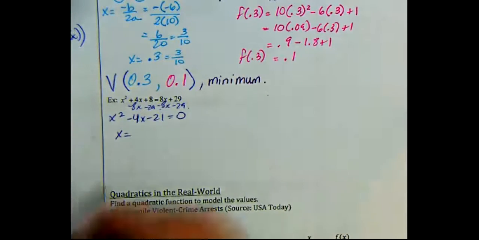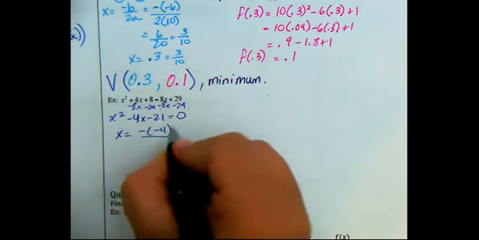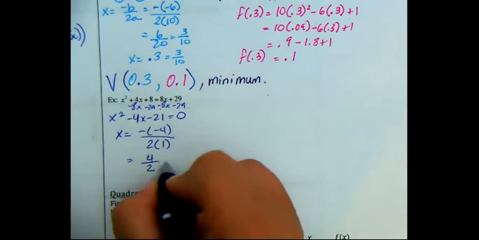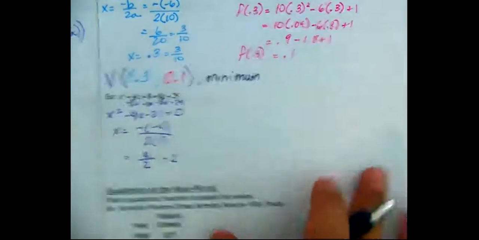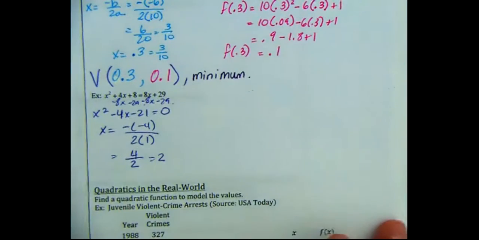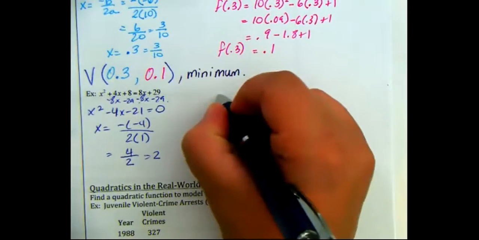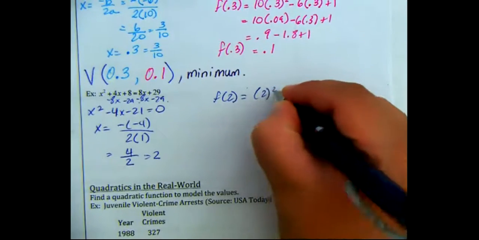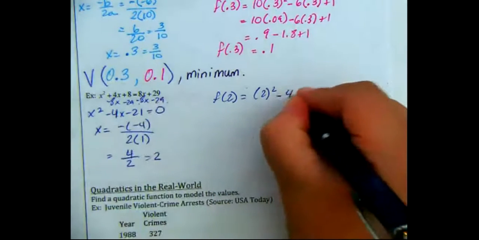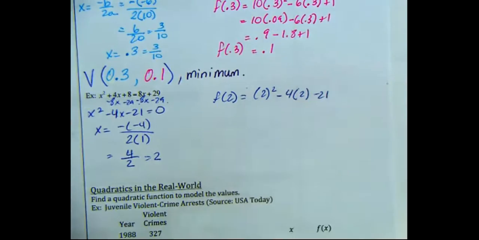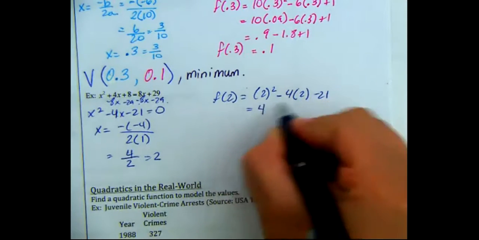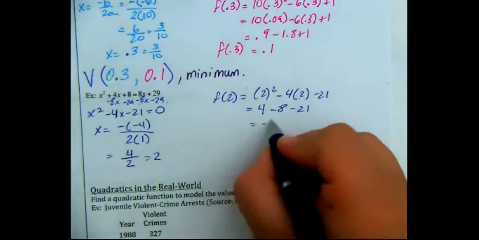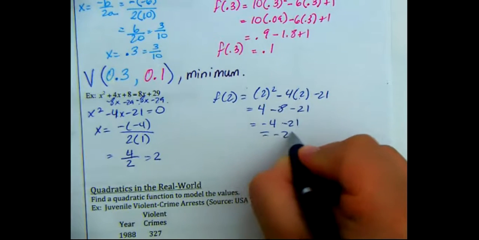So for my x, I have negative 4 over 2 times my a, which is 1. So that's going to be a positive 4 over 2, which is 2, right? So yes, my x is equal to 2. Now, if I plug this in, I'm doing f of 2. So that's going to be 2 squared, using this one here, minus 4 times 2 minus 21. So this is going to be 4 minus 8 minus 21. That's going to be a negative 4 minus 21, which is a negative 25.